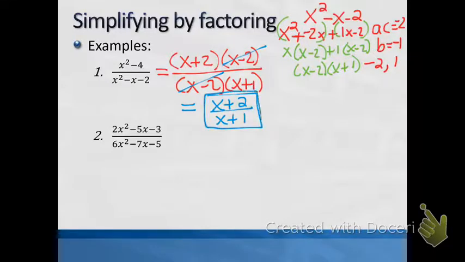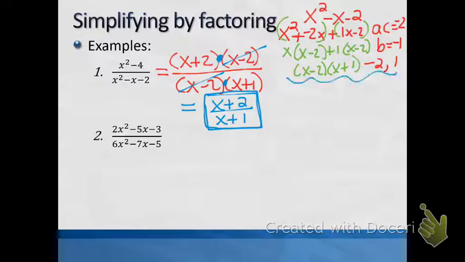Remember, we cannot cancel out the x's. We can't cancel across addition. We can only cancel factors, which are things that are separated by multiplication. So as far as we can go in terms of simplifying is x plus 2 over x plus 1.